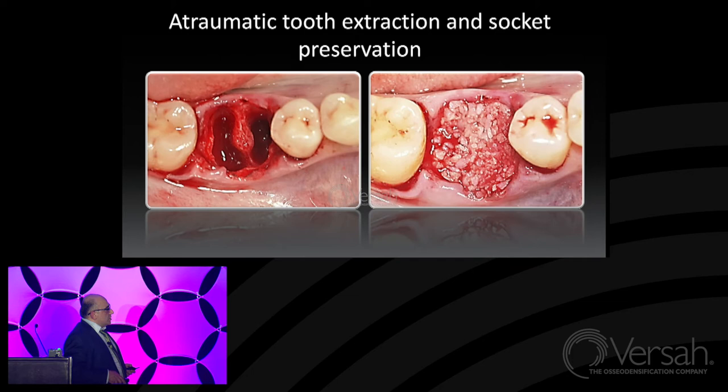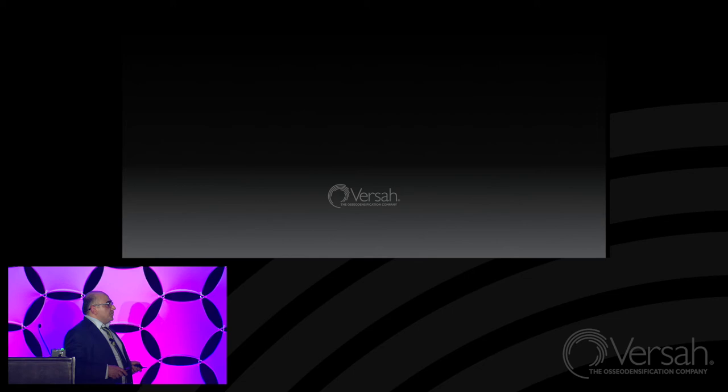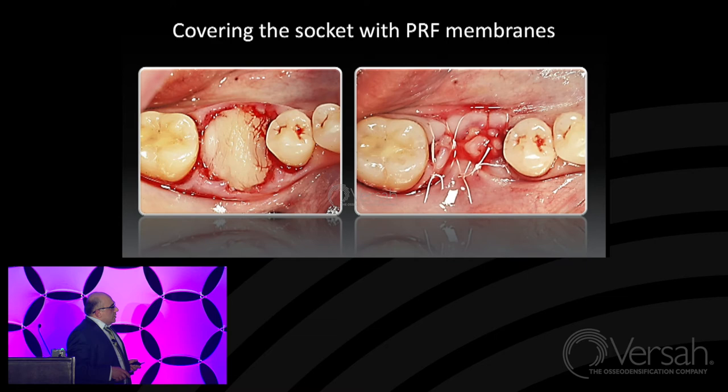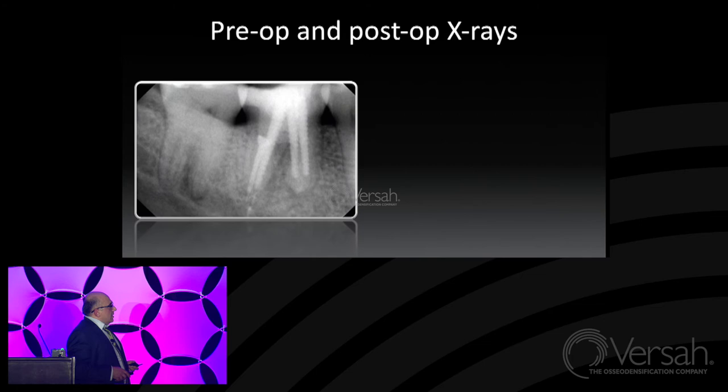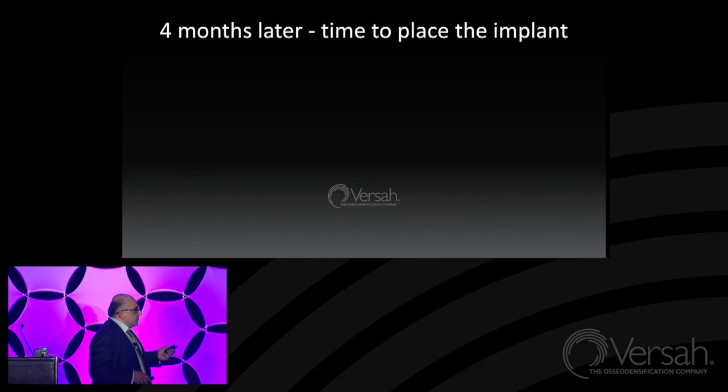So we grafted the zone of extraction. We are not going to place the implant on the day of extraction because we have very little amount of bone between the root tip and alveolar nerve. Covering the socket with PRF membranes, suturing. This is what we have at the beginning of the procedure, and that's what we got at the end of the process when we grafted the socket. Now we have to wait some 3-4 months until the next stage.